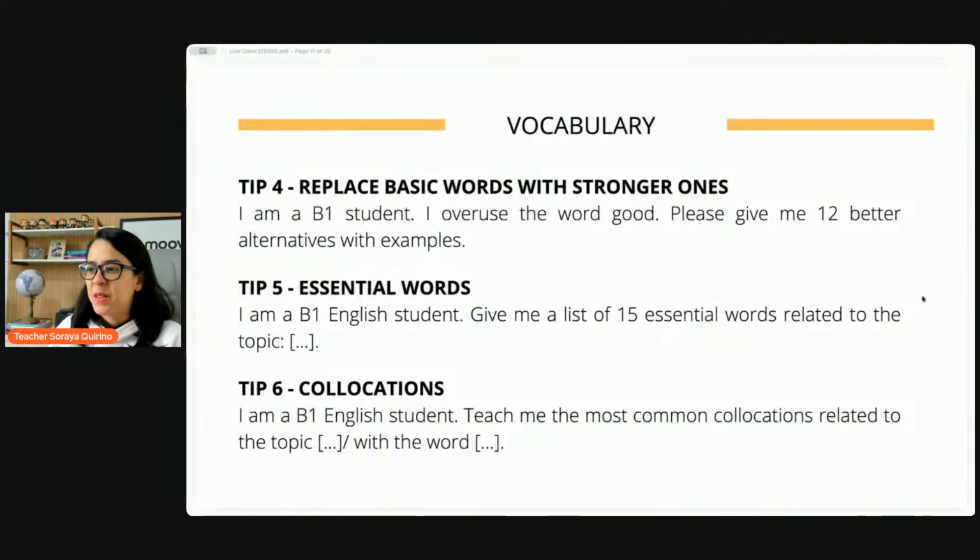But we don't know what's going to happen in the future. We don't know. Nobody knows. But okay.